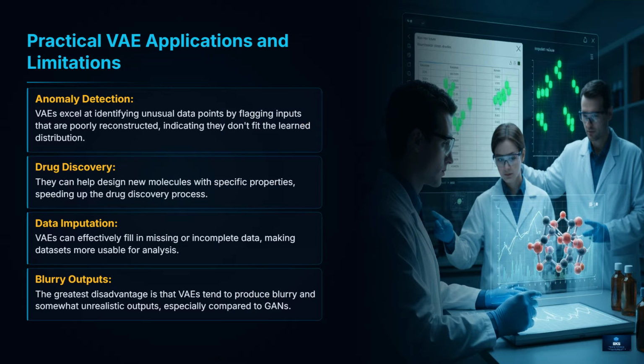Beyond image generation, VAEs are super useful for things like anomaly detection, spotting the odd ones out in your data. They're also making waves in drug discovery, helping design new molecules, and are great for data imputation, filling in missing data points. However, a major drawback is that their outputs can sometimes be a bit blurry or less sharp.